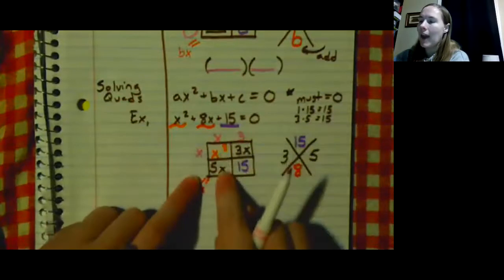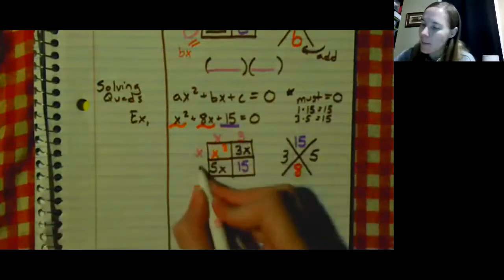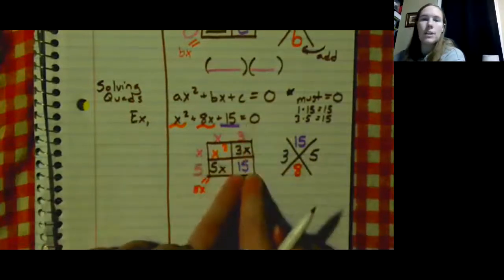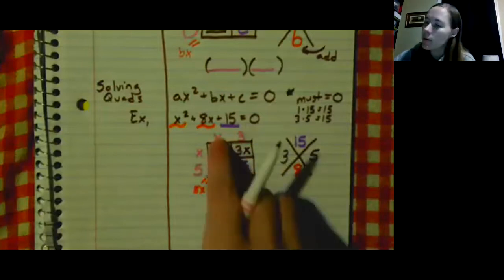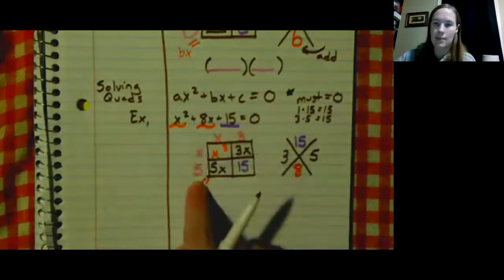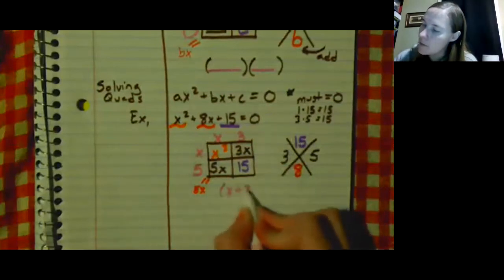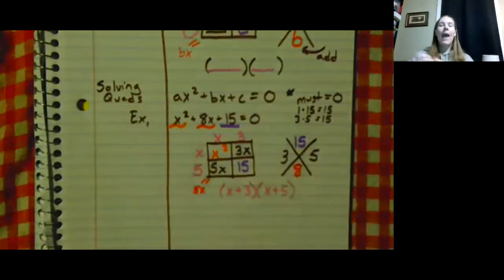And then you're thinking again, X times what gives you 5X? X times 5. And you can check, does 3 times 5 give you 15? It does. So your factored form, you use these 2 things. And I would have X plus 3, and then I would have X plus 5. And that is factored form.